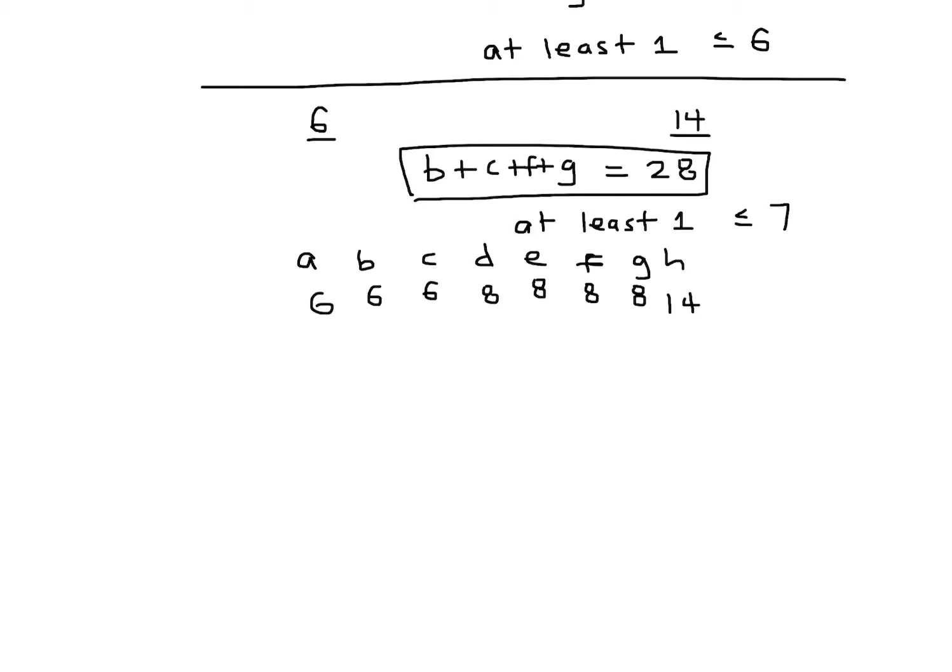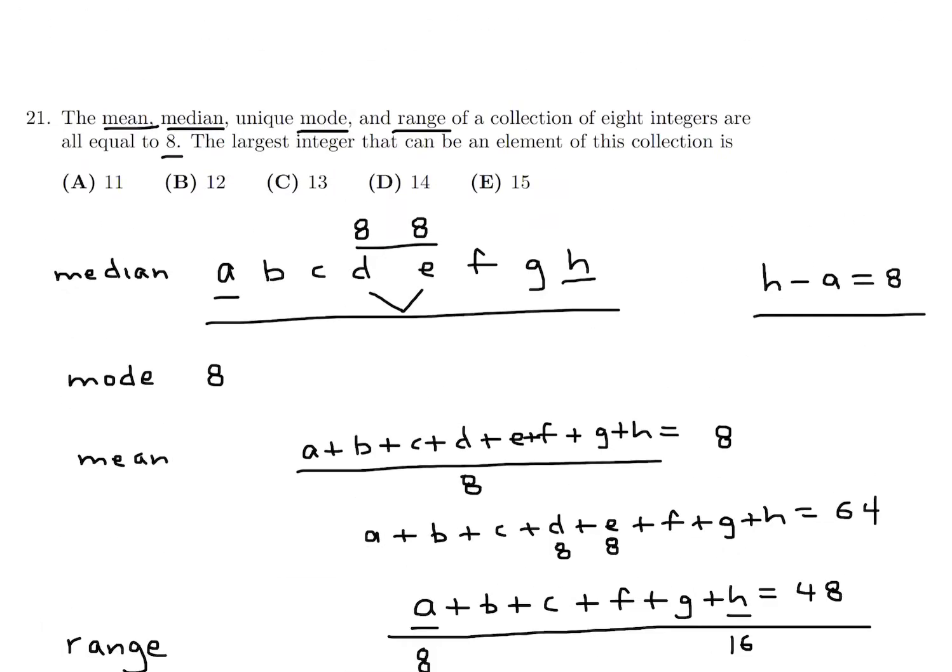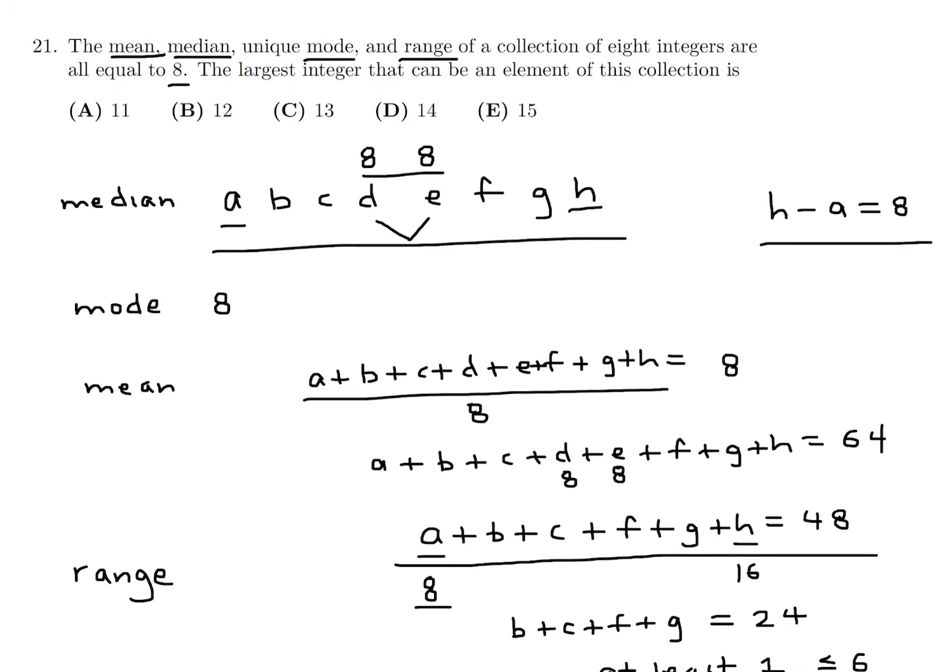Because remember, we can't go lower than 6 for B and C. And if we made them 7s, then these will also be 7s, but that would mess up the entire order. These would no longer be the middle numbers. So the only way to make all the conditions work is with 6, 6, 6, 8, 8, 8, 14. And the largest, therefore, is 14. And that's what they wanted you to figure out, which is choice D.